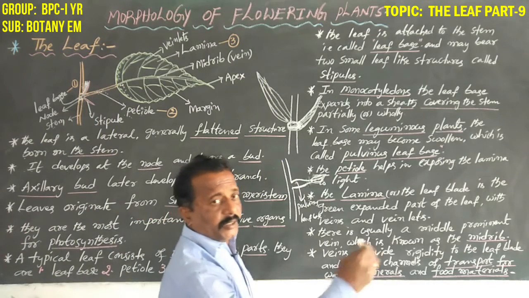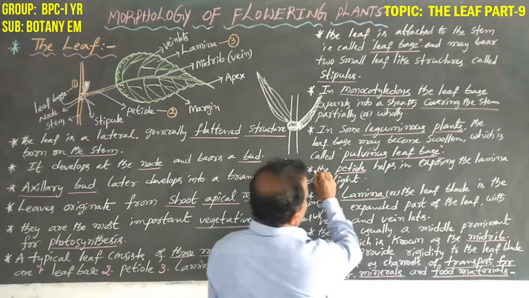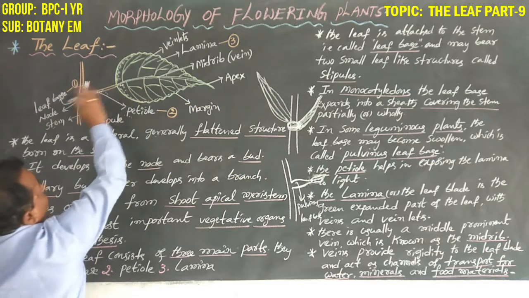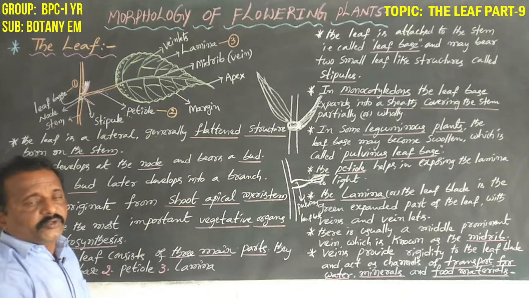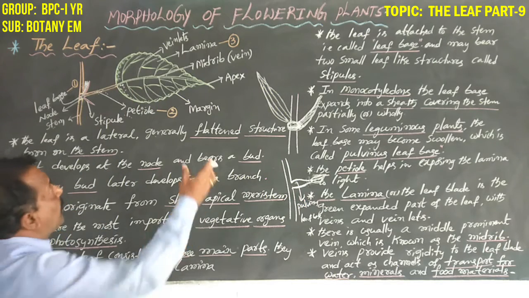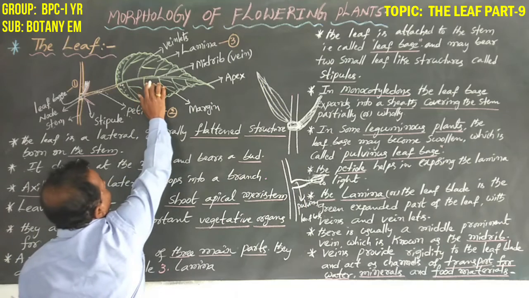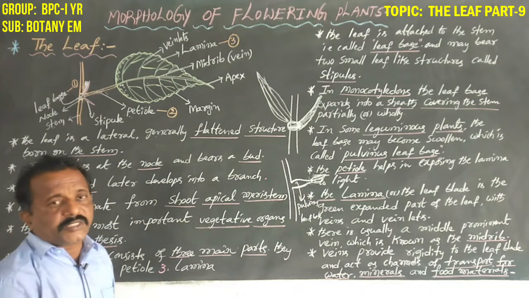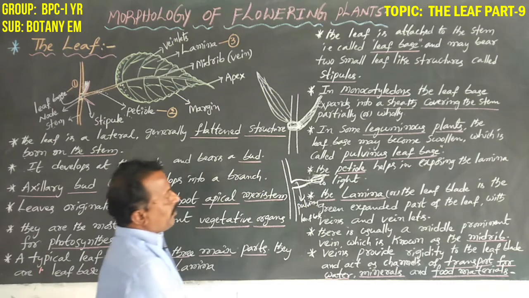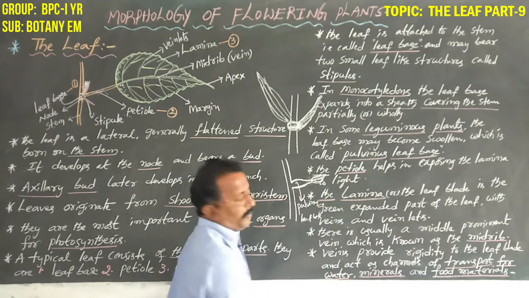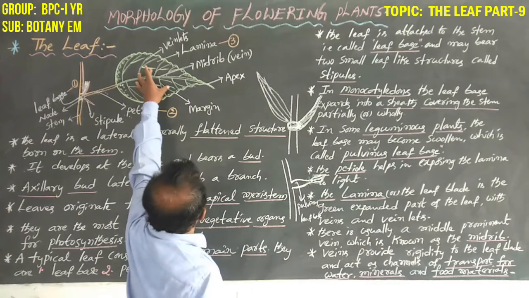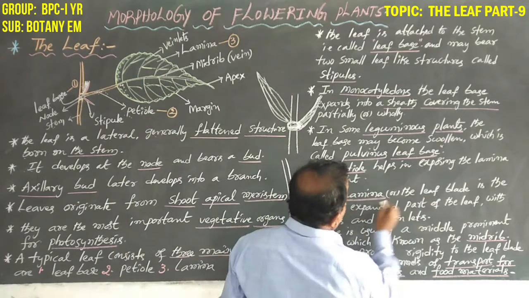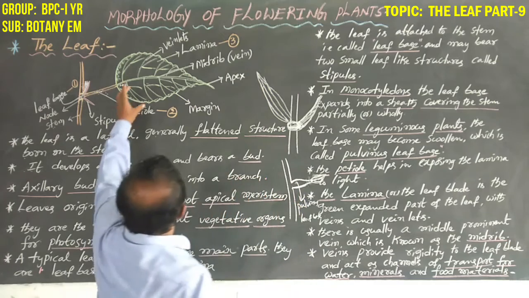So what is the use of the petiole? This petiole helps in exposing the lamina, or leaf blade, to sunlight, for the purpose of photosynthesis. Next, coming to the third part, the lamina. This is the lamina, or leaf blade. The lamina is green in color.